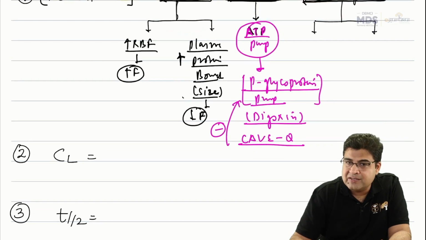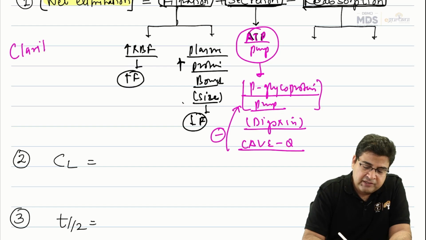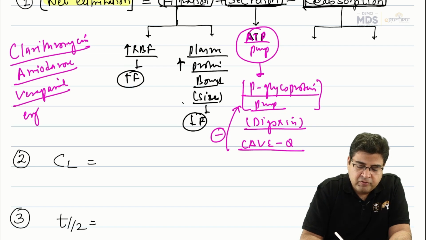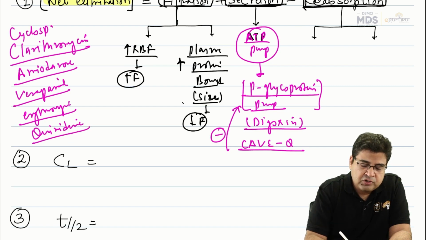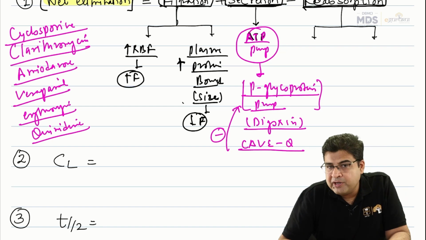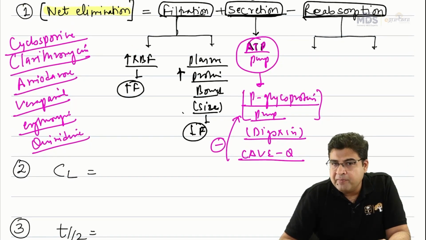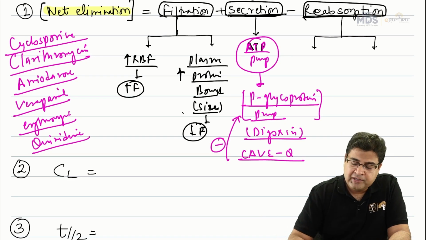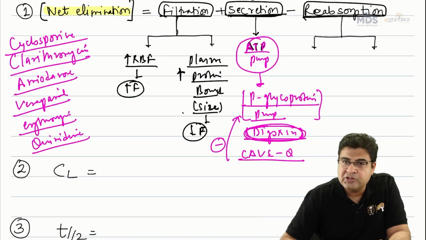The mnemonic is CAVE-Q. The full form of CAVE-Q is clarithromycin. Clarithromycin is an inhibitor of this pump. We have a medicine, amiodarone. Amiodarone is an inhibitor of this pump. We have a drug, verapamil. Verapamil, erythromycin, quinidine, and one more drug is cyclosporin. So, a total of 6 medicines: cyclosporin, clarithromycin, amiodarone, verapamil, erythromycin, quinidine. These medicines are P-glycoprotein pump inhibitors, and all of them can interact with the medicine digoxin.